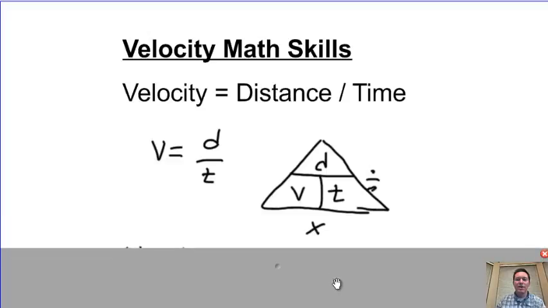And we can use this little triangle method. We can draw the triangle and put velocity down in this left corner, distance on top, and time over here. And then we would cover up whichever variable we're wanting to solve for. So we want to solve for velocity, cover it up, and then take distance divided by time. We want to solve for distance, you'd cover it up, take velocity times time. Or if we want to solve for time, you can cover it up and say distance divided by velocity.